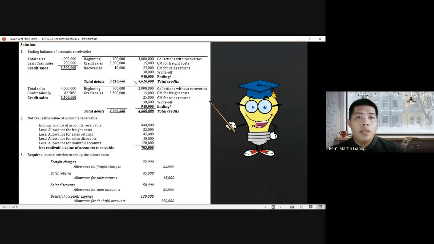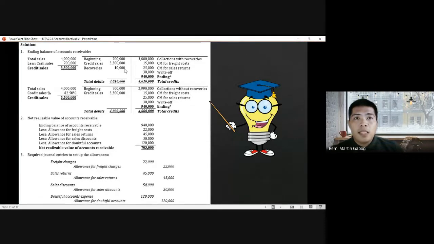Okay, 4,010,000. Then from 4,010,000, we work back to arrive at the ending balance. So 4 million minus 3 million minus 15,000 minus 25,000 minus 30,000. That should equate to 940,000 ending balance. So yan na yung sagot natin, yung ending balance. It is only again posted on the credit side to arrive with the total debits and total credits. Okay, ito lang yung in-squeeze out natin.